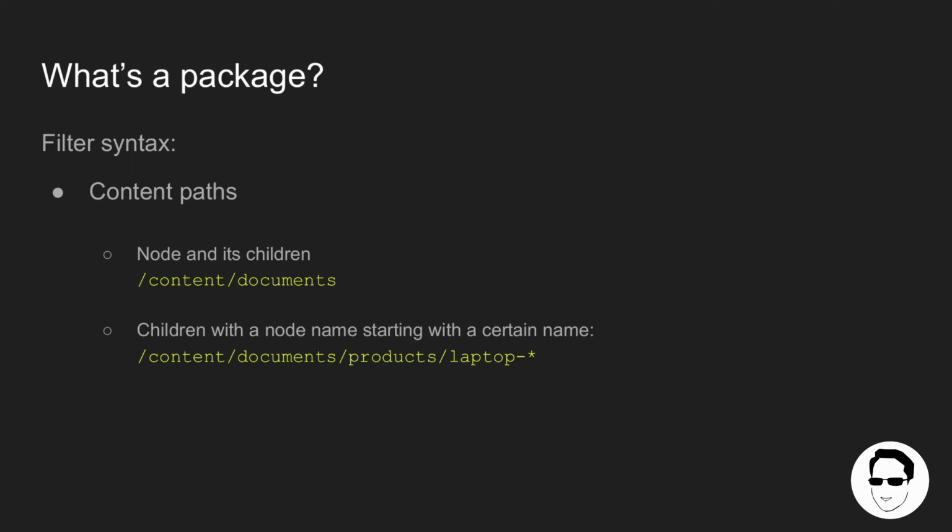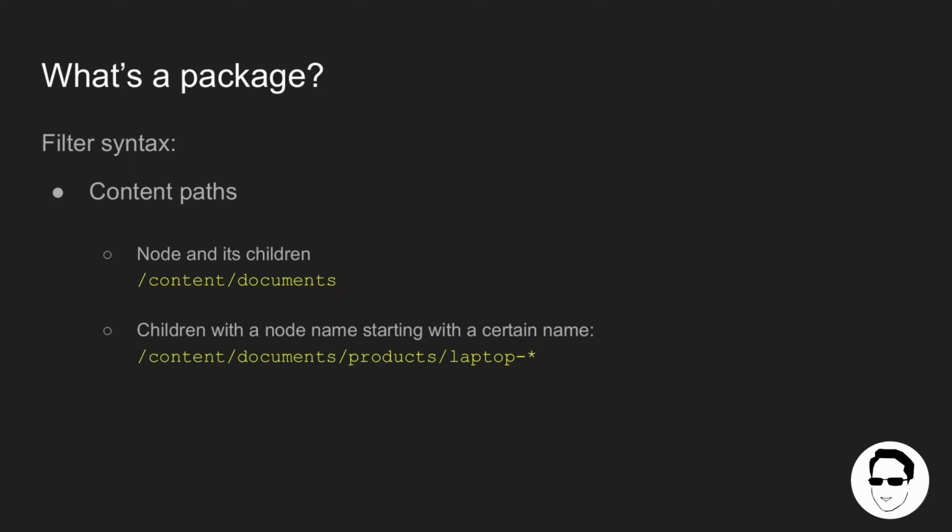Then the second thing you can do is make nodes that are in the JCR part of the package as well. And you do this by specifying the path that you want to bundle. When you specify a path, it not only takes that node, but it also takes all the child nodes. And this includes children of children.